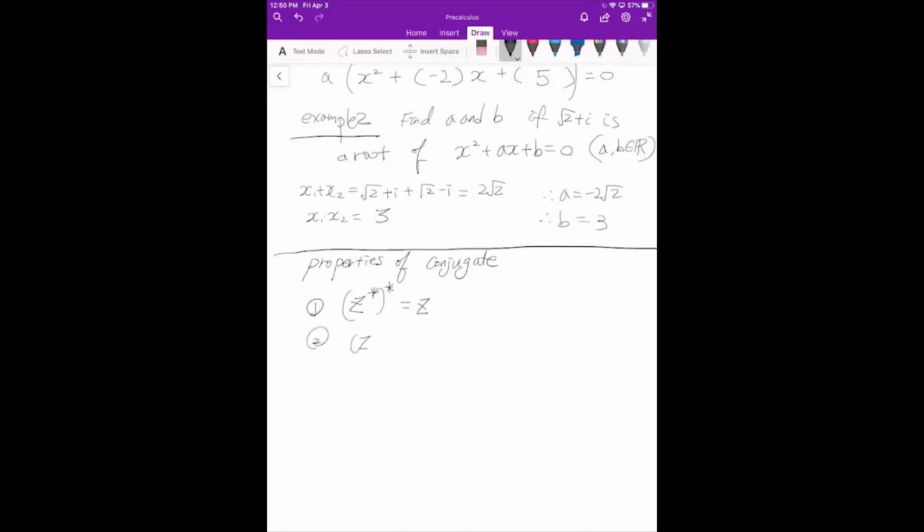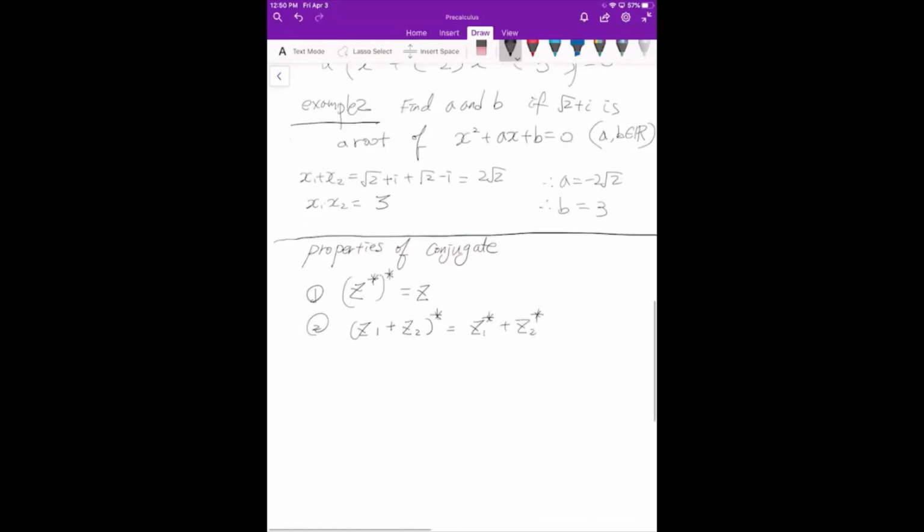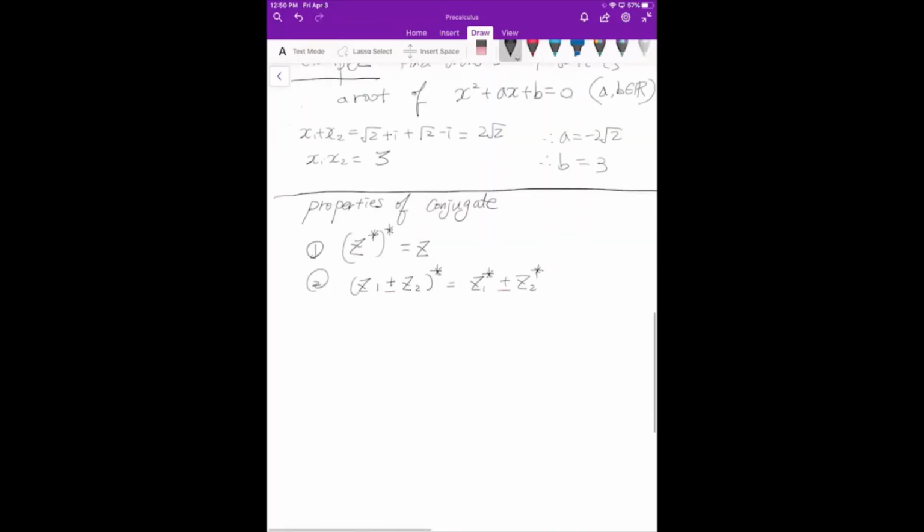Number two, when you have a complex number and add it to another complex number and then take the conjugate, it's the same as conjugating separately and adding them together. You can also do it with negative signs. So let's prove it. I think we need to prove this one. Proof.